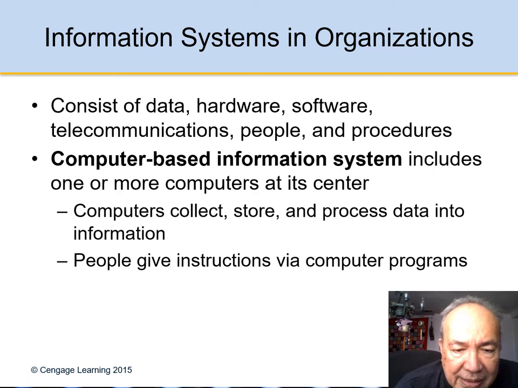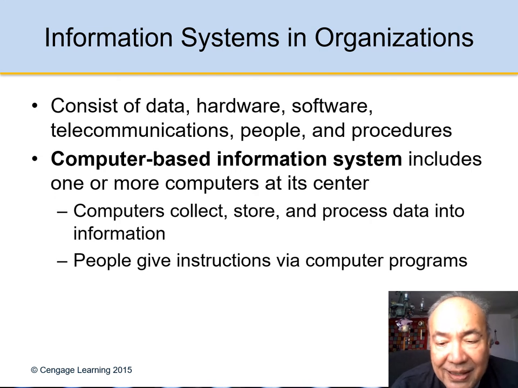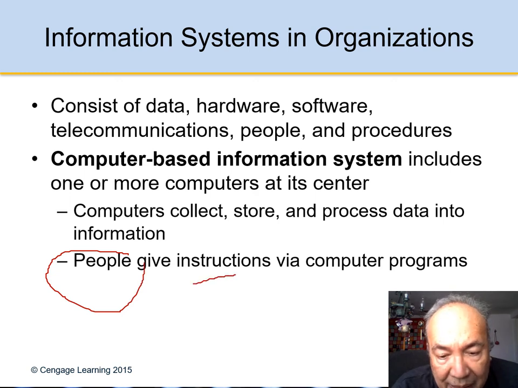Computer-based information systems include one or more computers at the center. So what do computers do? Collect, store, and process data into information. Now, who's the one doing this? It's the people, because the people are giving instructions via computer programs.